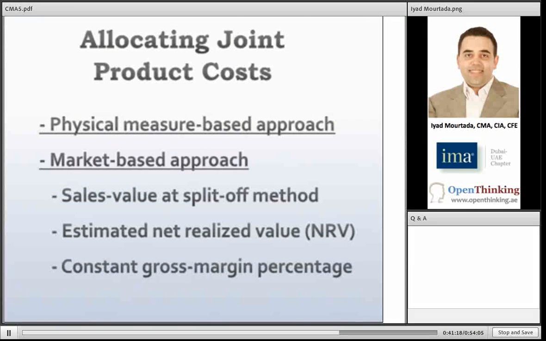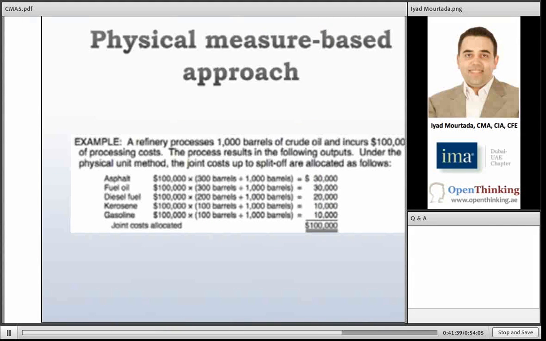Okay, so now we move to allocating joint product cost. You need to understand these four methods, which is really important. We have the physical measure-based approach. We have the market-based approach, which focuses on sales volume at split-off point, and estimated net realizable value, and after that we have the constant cost. Let me quickly go over them.